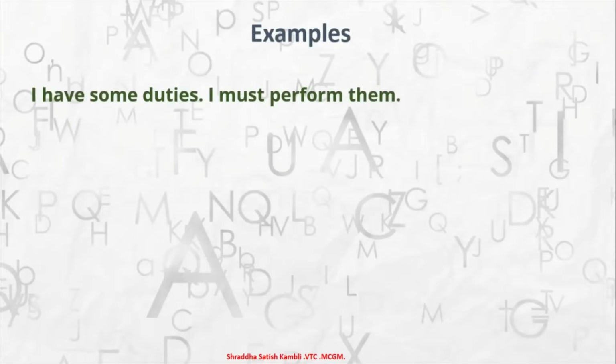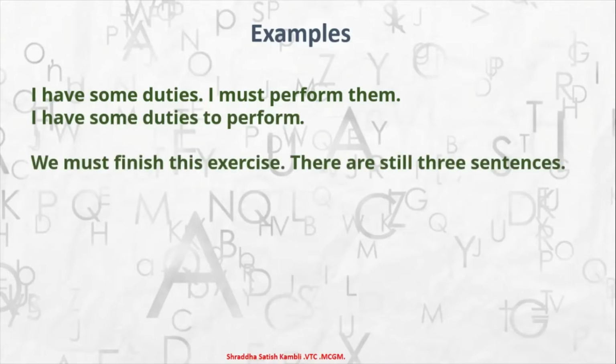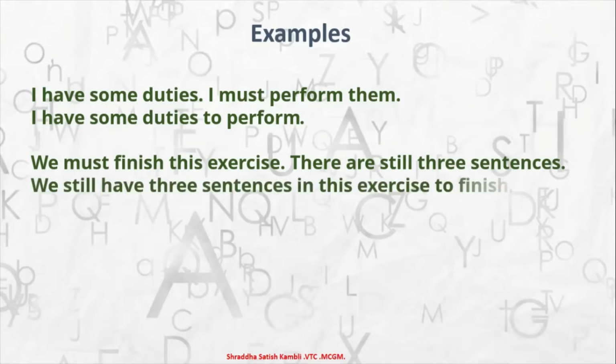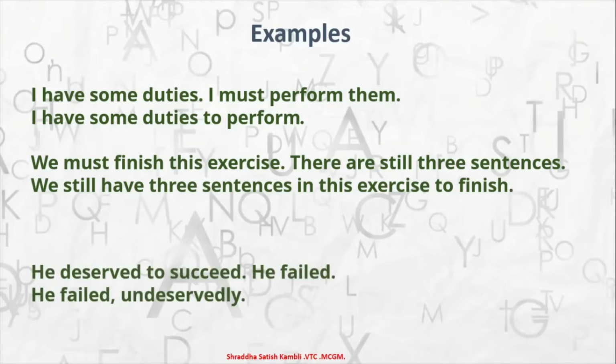Okay, let's take a look at some more examples. I have some duties, I must perform them. I have some duties to perform. We must finish this exercise. There are still 3 sentences. We still have 3 sentences in this exercise to finish. Then he deserved to succeed. He failed. He failed undeservedly. So these are all the examples we have seen in general about how sentences are synthesized.